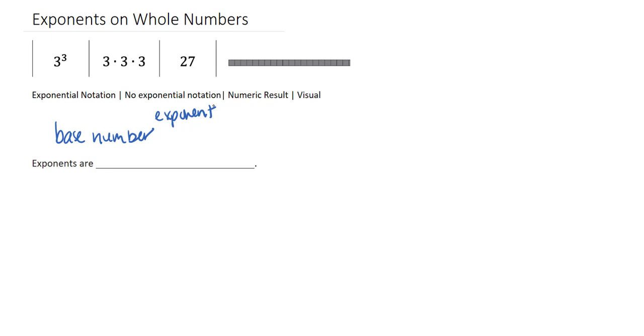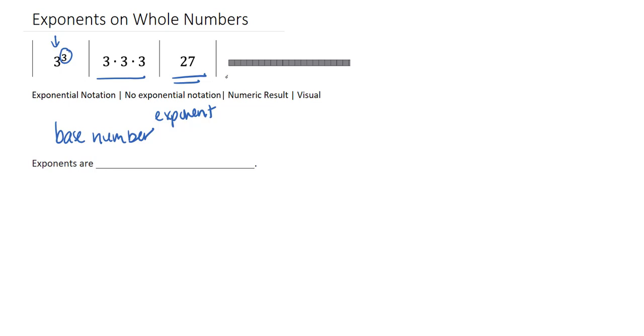So in this example above, we have the base number of 3. This 3 actually tells us that we have 3 copies of 3 that we need to multiply together. So it looks like this when we expand it out: 3 times 3 times 3. And then the product is what it looks like when you actually multiply it all out.